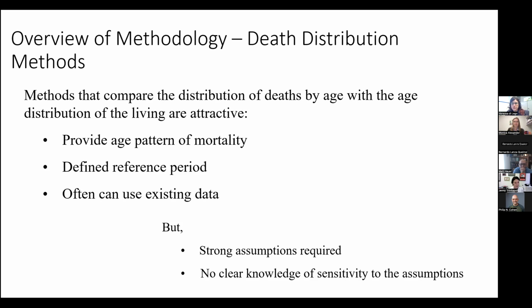In this case, we have information on the age pattern of mortality, death counts by age. We have a population by age. This is good. We can use the existing CRVS system. We can also use census data when available. The advantage is that it provides an age pattern of mortality, so we have the whole mortality schedule. We have a clear reference period. If you're using the census data, it's that census year, and the data is there.